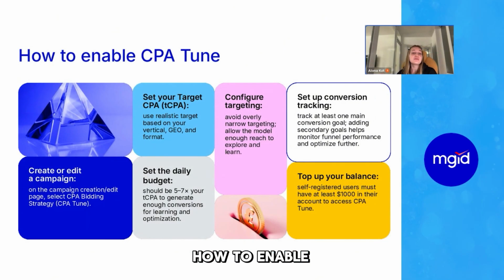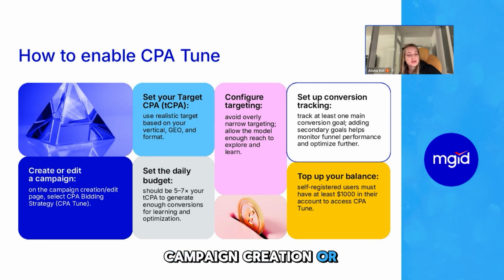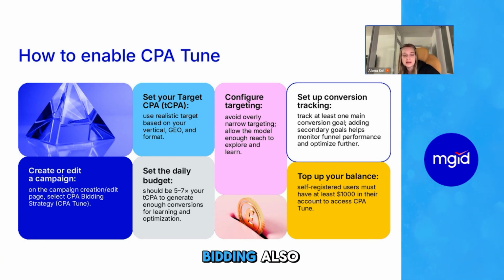How to enable CPA Tune, and also what we suggest should be included, let's call it that way. So first of all, you have to create a campaign if you don't have one, or edit one if you are already running one on manual optimization. Within the campaign creation or edit flow, there's going to be a bidding strategy tab where you can switch from CPC bidding to CPA bidding.